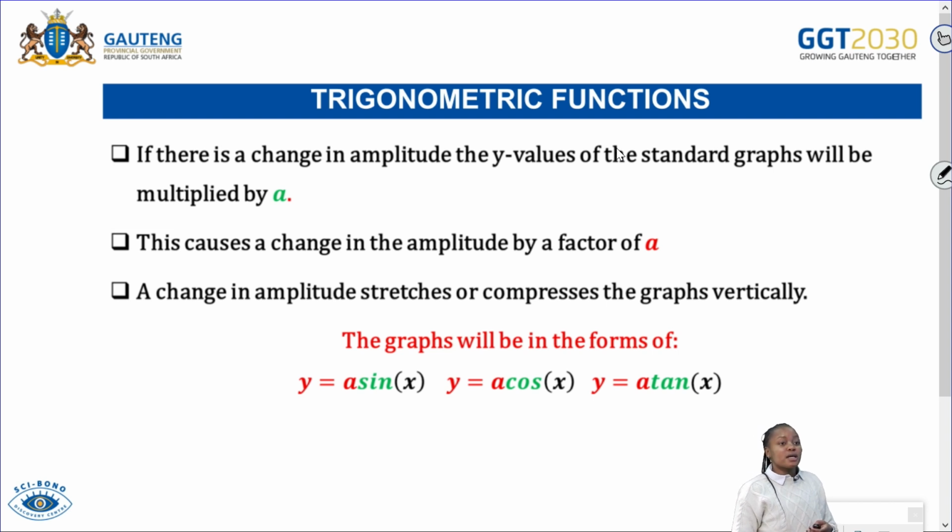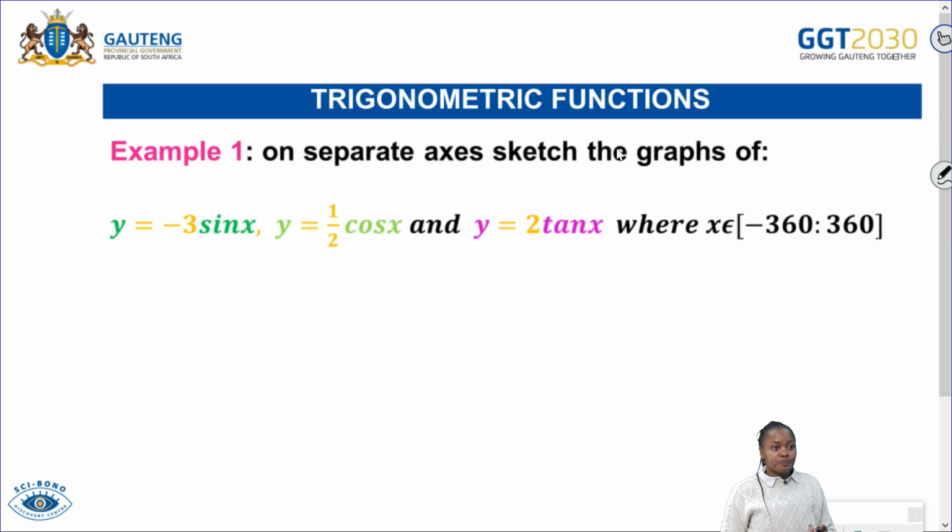This causes a change in the amplitude by a factor of A. A change in the amplitude stretches the graph or compresses the graph vertically. The graphs will be in the forms of y equals A sin x, y equals A cos x, and y equals A tan x. So now we have added this value of A as your amplitude. But you have done this in grade 10, so this is just revision.